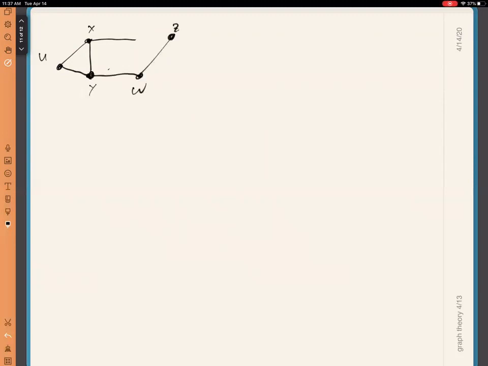Right, so now I have a graph with these five vertices. So what are the different paths in this graph? Well, let's look at, for example, paths from U to Z. And so the claim is, there are paths of length 2, 3, and 4. There can, in many examples, be different ways to find paths from one vertex to another. And so in this case, we have paths of length 2, 3, and 4 from U to Z.